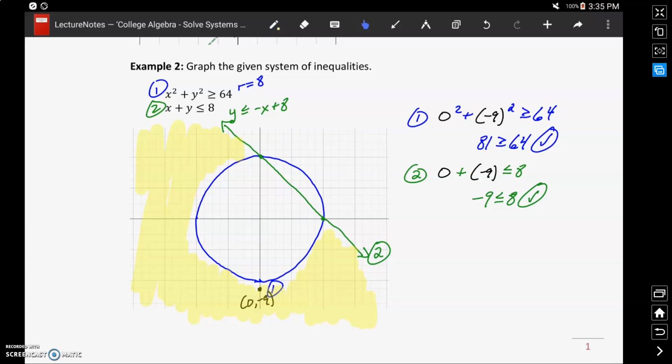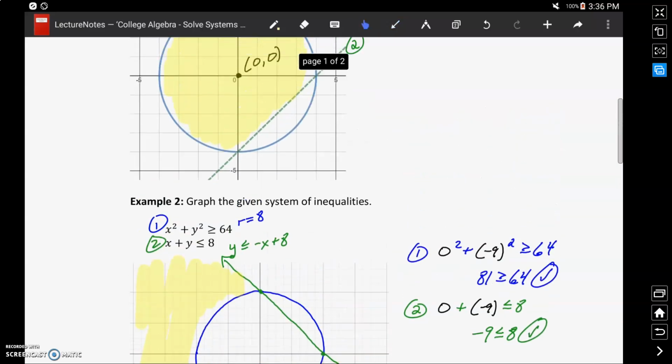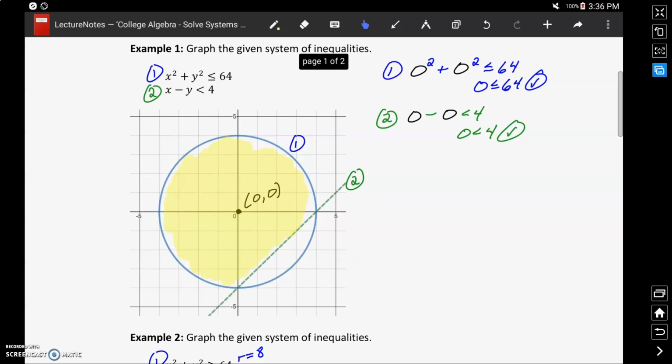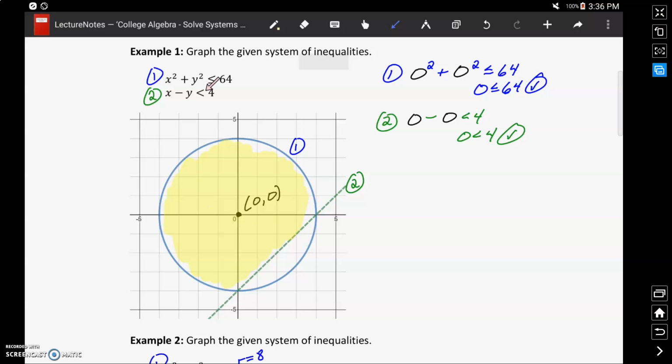Be sure to note, again, where we use a solid graph or a dashed graph. In this case, both of our statements had that or equal to component, so we used solid lines. In example 1, the second inequality had a strict inequality statement, strictly less than, so we use a dashed line to represent that boundary, meaning that the points along this line itself aren't solutions, just everything up to it.